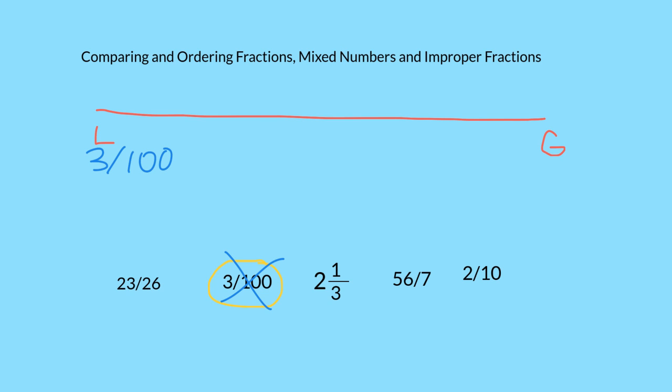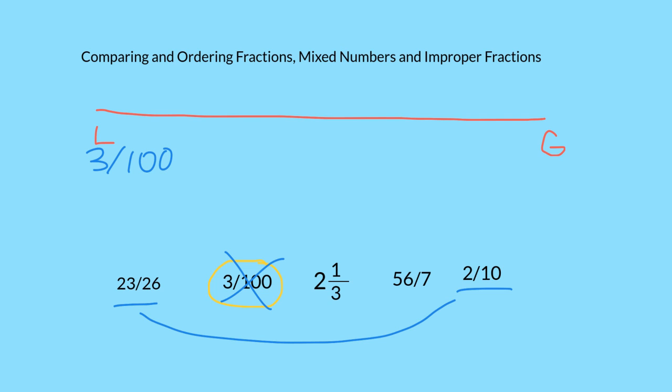Okay, now what I notice what I have left is I have 2/10ths, which is a fraction. I have 23/26, which is a fraction. And then it looks like I have a mixed number in 2 1/3 and an improper fraction of 56/7. So I'm going to look at comparing my fractions first, because I know that these two, 56/7 and 2 1/3, are both larger than one whole. So I'm going to look at my two fraction pieces and compare them.